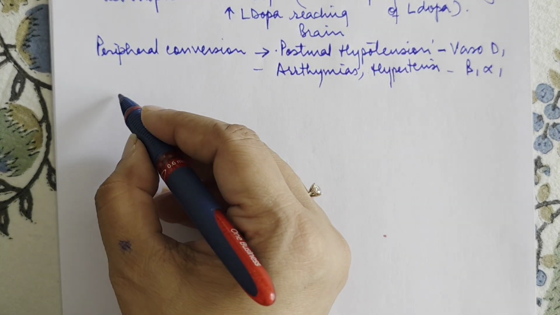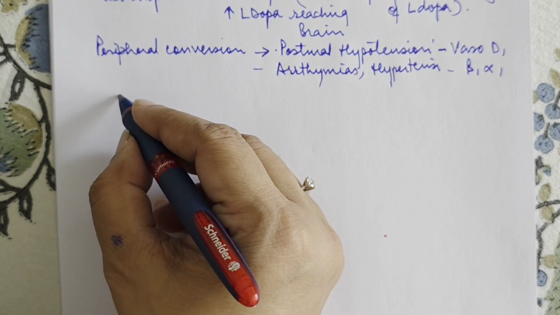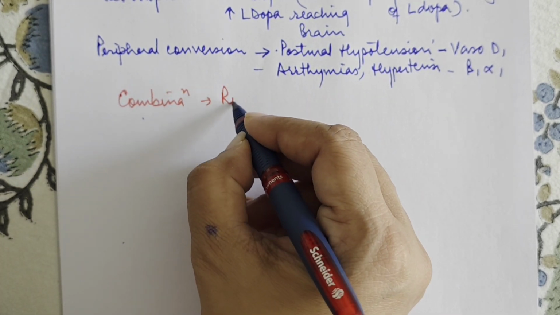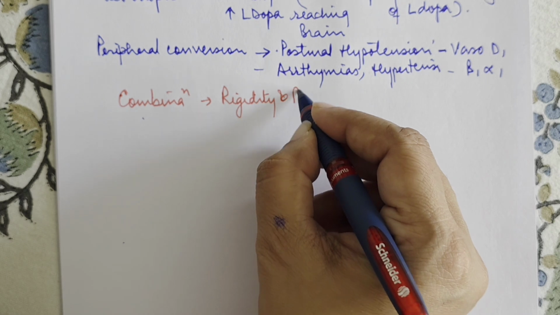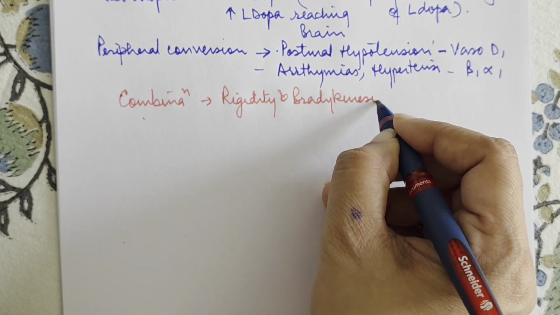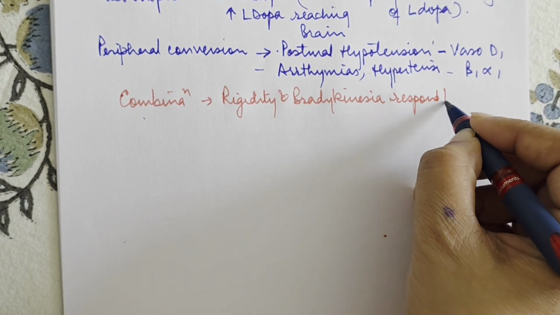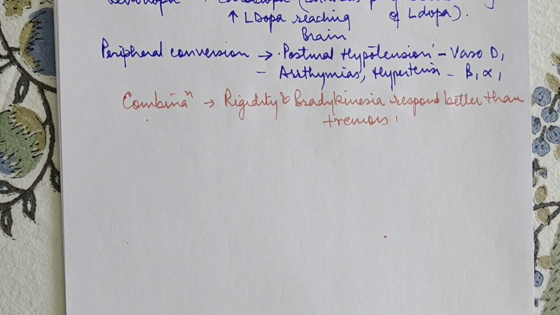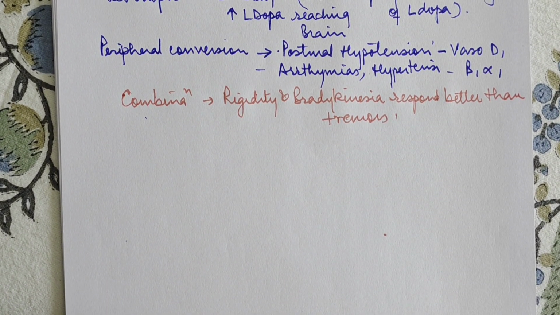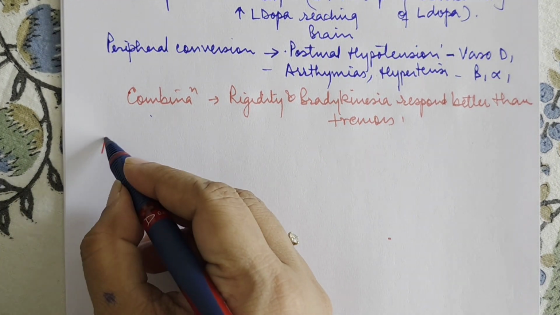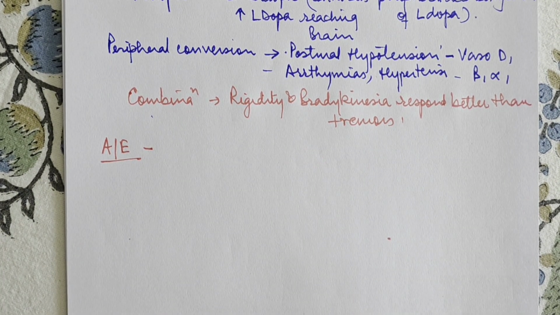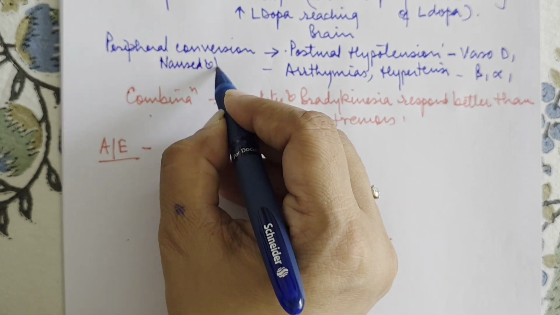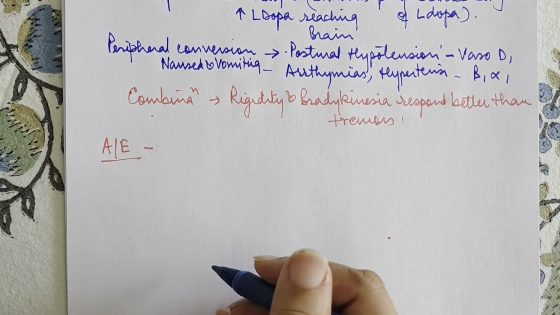Now, levodopa is combined with carbidopa, and this combination has a beneficial effect. Rigidity and bradykinesia respond better than tremors. Okay, so with this it is seen that rigidity and bradykinesia respond better than tremors. Other adverse effects of this drug: peripherally it also causes nausea and vomiting by stimulating the CTZ.